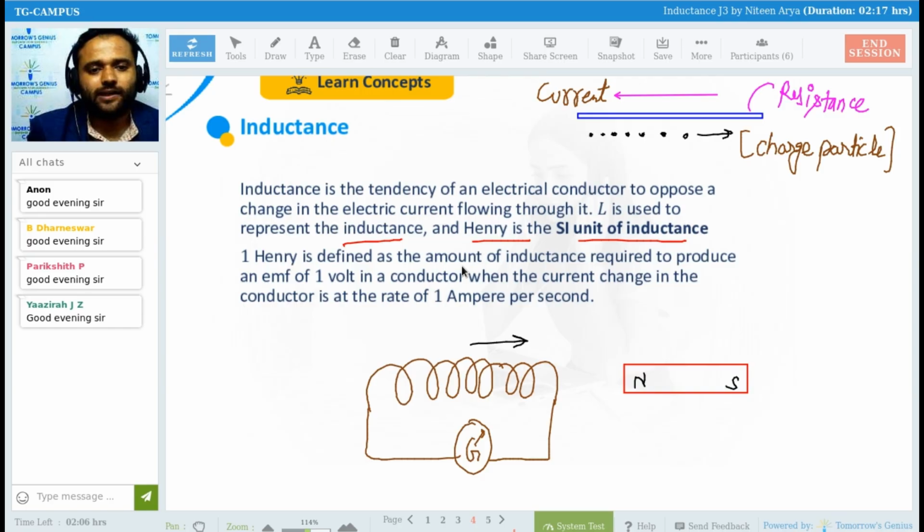Is this clear, everyone? In the same way, this subtopic was introduced by the scientist named Henry, so the SI unit of inductance is defined as the Henry, where 1 Henry is defined as the amount of inductance required to produce an EMF of 1 volt in a conductor when the current change in the conductor is at the rate of 1 ampere per second.